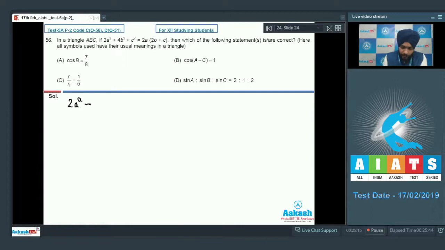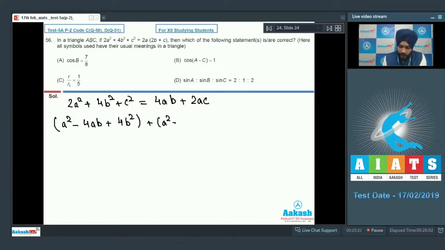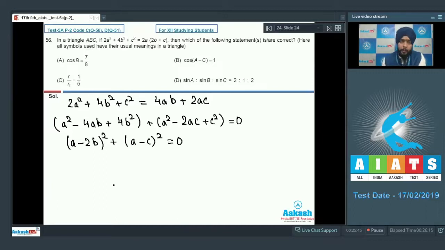2a square plus 4b square plus c square is equal to, let us open it, 4ab plus 2ac. So it is giving me the hint of completing the perfect square. I have a square minus 4ab plus 4b square plus a square minus 2ac plus c square equals 0, which means that (a minus 2b) whole square plus (a minus c) whole square equals 0. Sum of 2 squares is equal to 0 only when both the numbers are 0.